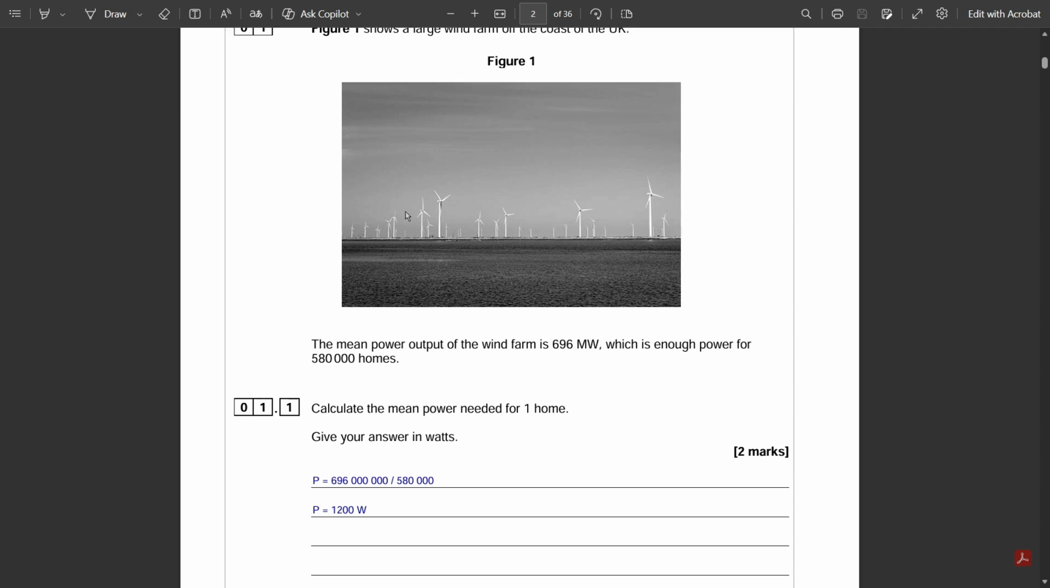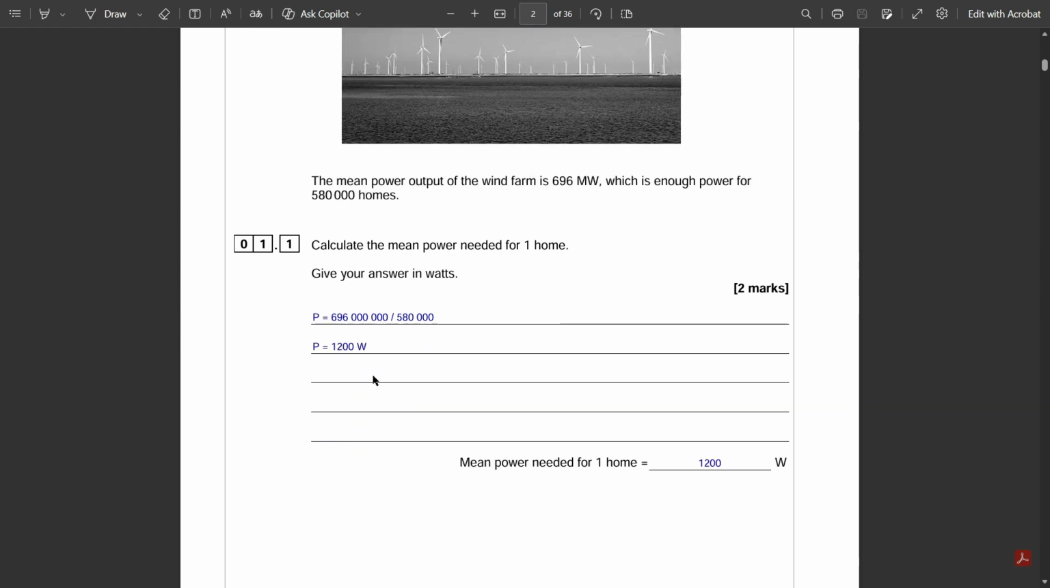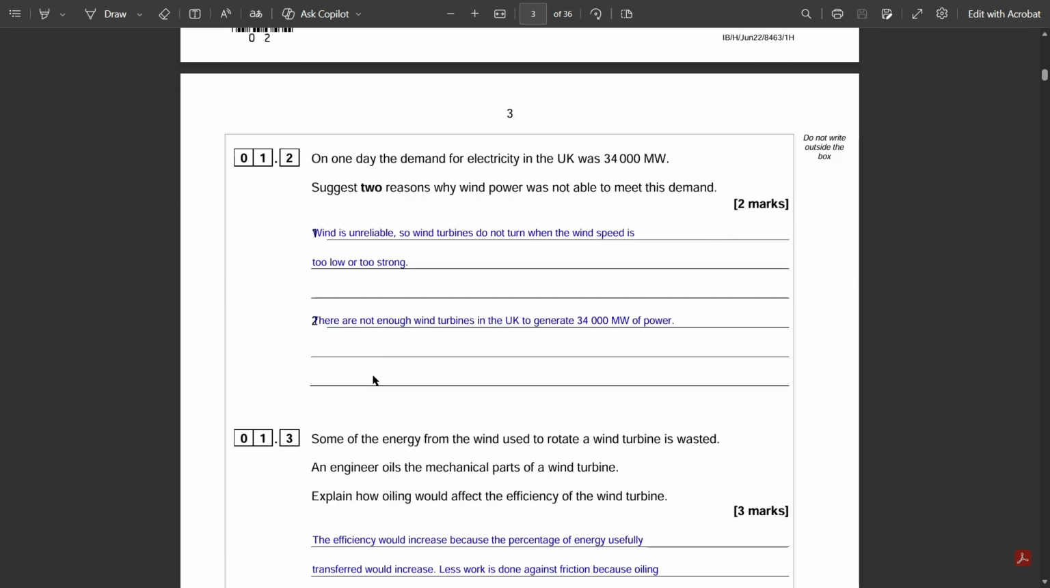Well, first things first, we have to convert 696 megawatts into watts. And if you remember, mega is one step up above kilo. So it's 696 times 1,000 times 1,000, which gets us 696 million. And then for 580,000 homes, we simply divide 696 million by 580,000 and we get an answer of 120 watts.